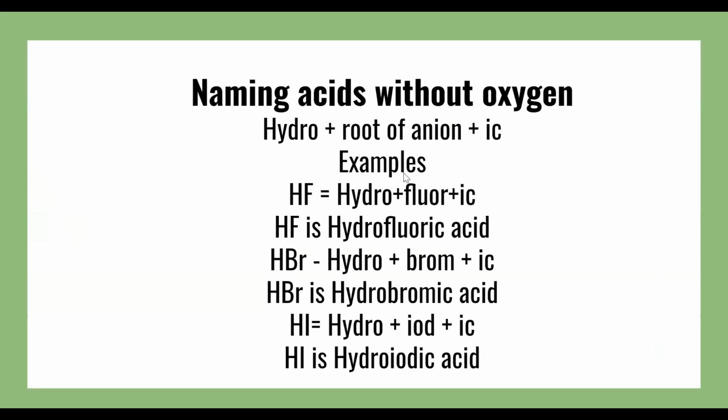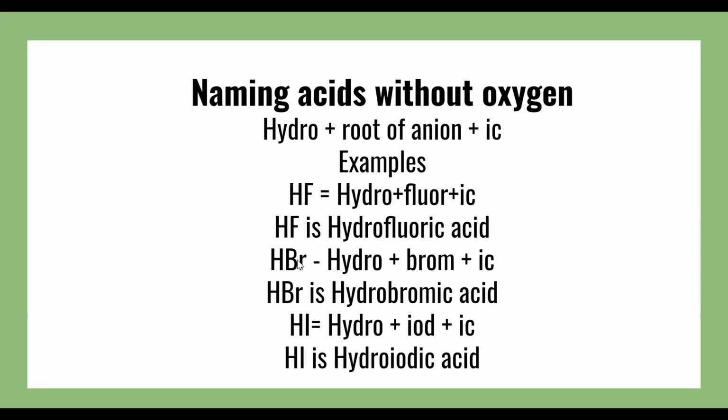When we name acids without oxygen, we just use hydro plus the root of the anion plus IC. That's it. So if you have HF, hydro, fluor, plus IC. So that becomes hydrofluoric acid. This is more like a formula. You just have to bring these together and then you pronounce them together.